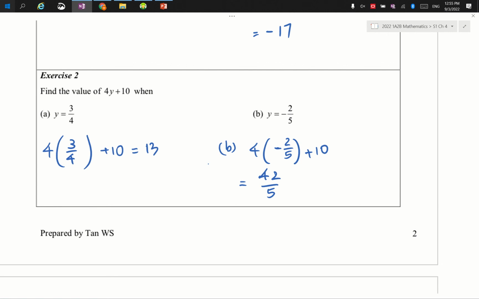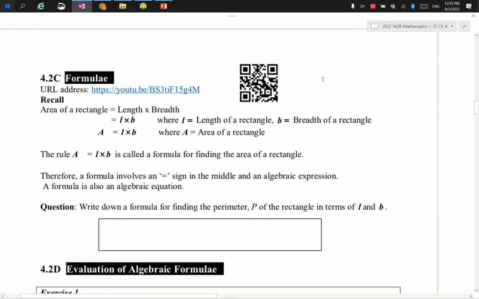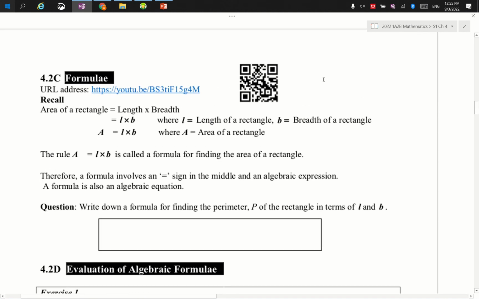Okay? So you can trust me when I say it's easy. What is the method? For the unknown, you just change it to bracket. Then after that, put a number inside. Whether it's a whole number, fraction, positive, negative, doesn't matter. Okay, next one over here. We've got, you know, in primary school you learn, right? Area of a rectangle, you have length times breadth.